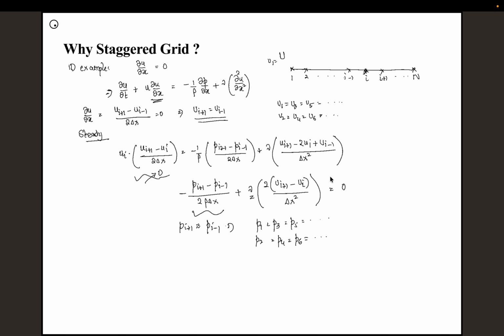So there is nothing that relates P1 and P2. This is what we are essentially calling the decoupling problem.